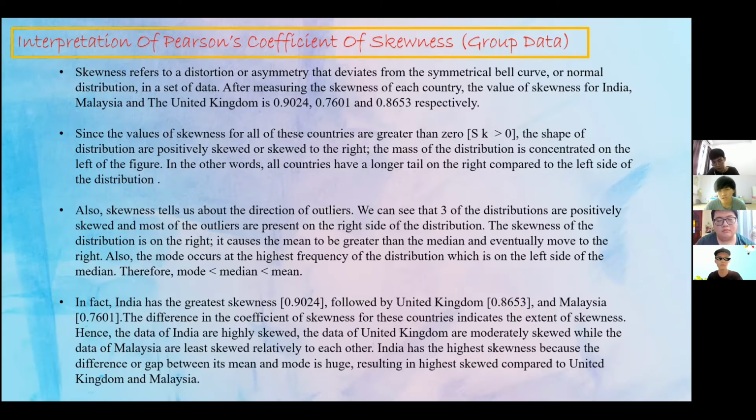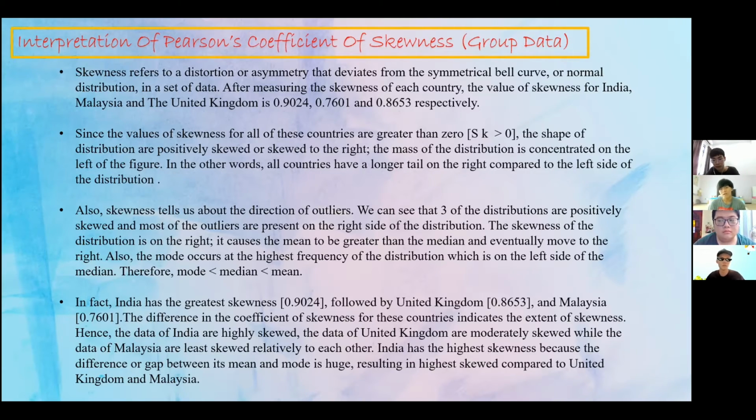The skewness of the distributions is on the right, and it causes the mean to be greater than the median and eventually move to the right. Also, the mode occurs at the highest frequency of the distributions, which is on the left side of the median. Therefore, the mean is larger than the median and the median is larger than the mode.